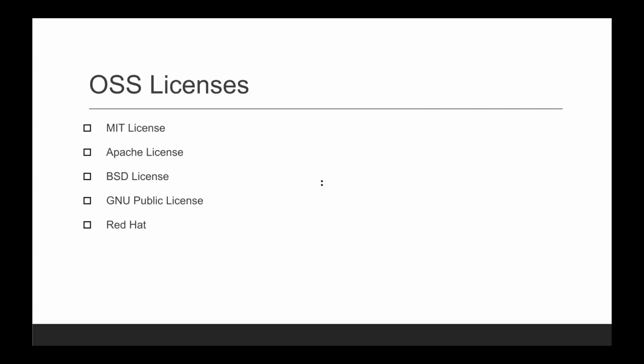Now, this is an important slide. You all must understand this. There are lots of licenses: MIT license, Apache license, BSD license, GNU public license, and Red Hat license. When we say license, that means there are some terms and conditions. And we will see in the next slide, all open source software is not free. It depends on what type of license you have added to your open source project that defines whether this open source is free to use or not.